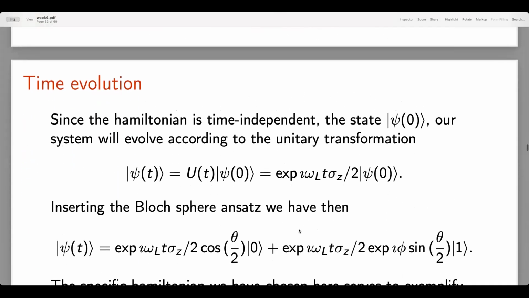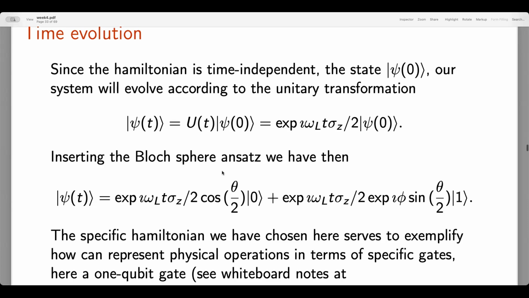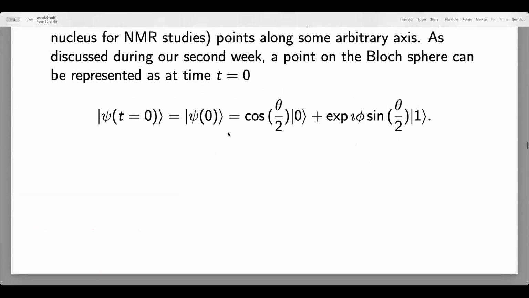So if you do that, now we can apply this field. So now you see the time dependence coming in here. This is back to a unitary transformation, where we now act on the system we have prepared at time t equal to 0. And that means that if we now insert this Bloch sphere ansatz, what we get is something which looks like this. So we have the unitary transformation acting on the states which we have here.